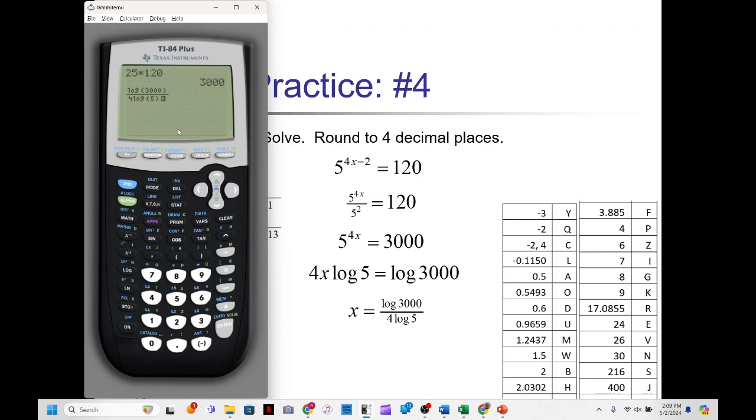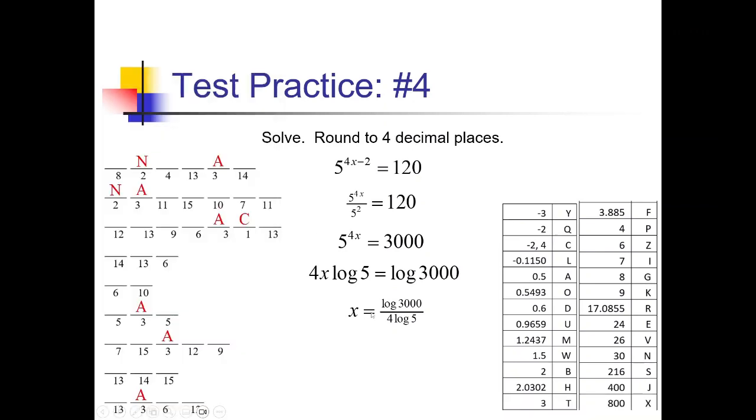And close the parentheses, and that all comes out to about 1.2437. They wanted 4 decimal places here. So there we go. Now, if you didn't use fancy fraction mode, you would need parentheses around the 4 and the log 5 to make sure the multiplication all happened at once before you did the division. But fancy fraction mode kind of lets us avoid that.